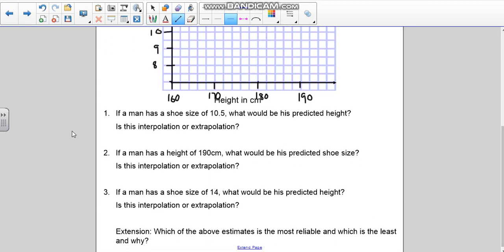You're asked to estimate the height of somebody with a shoe size of 10.5 and then say whether that's interpolation or extrapolation that you've used. If a man has a height of 190 centimetres, what would his predicted shoe size be? And again, is that interpolation or extrapolation? If a man has a shoe size of 14, what would his predicted height be? Is this interpolation or extrapolation? And just as an extension, can you say out of those three estimates, which one's the most reliable and which is the least reliable and why? Okay, so get that one done and then we'll look at question 2.